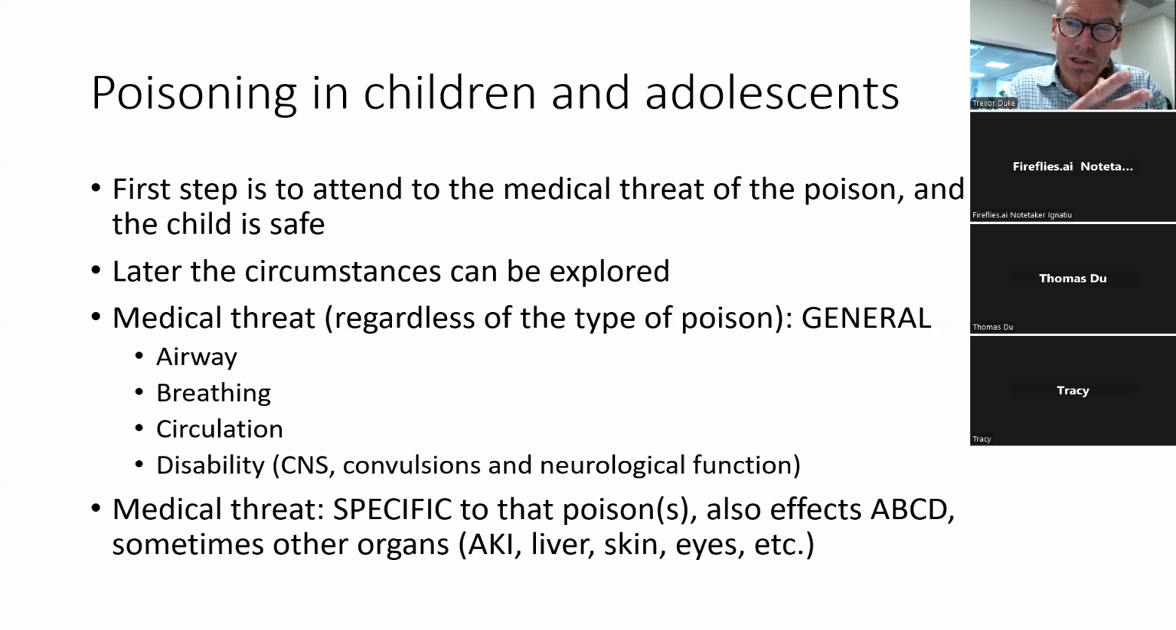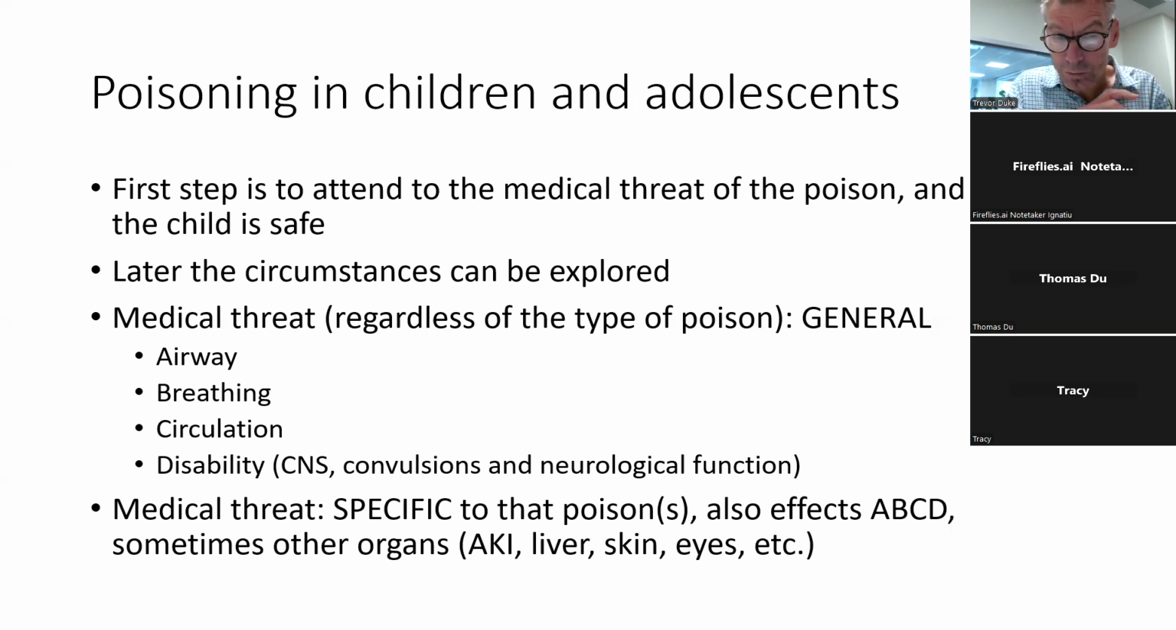And there are general medical threats to all sorts of poisonings, and any child who's taken a poison might have an airway, breathing, circulation, or conscious state threat. And that might be a general threat. They may be unconscious and therefore have an airway problem, or they might have breathing difficulties or whatever. They're general threats that we can address easily in a triage and emergency situation.